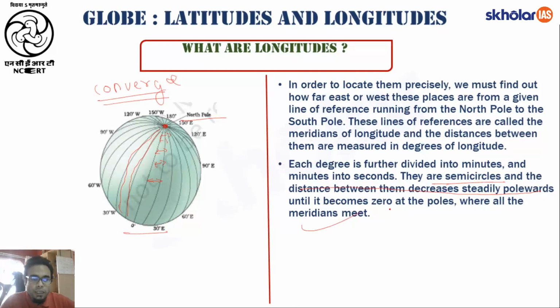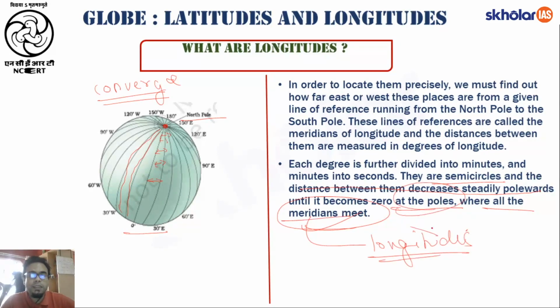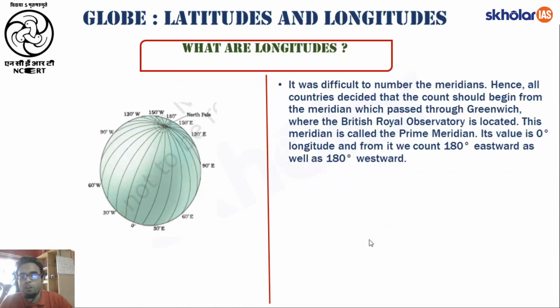Understood? Because at the poles, what happens? All the meridians, basically referring to your longitudes, start to meet or converge, right? Now we have to number the longitudes. For example, we have given the equator to be 0 degree, your north pole to be 90 degree, Tropic of Cancer to be 23.5 degrees.